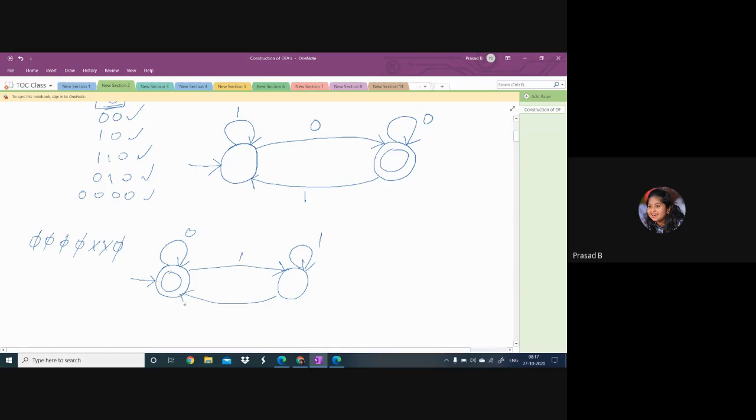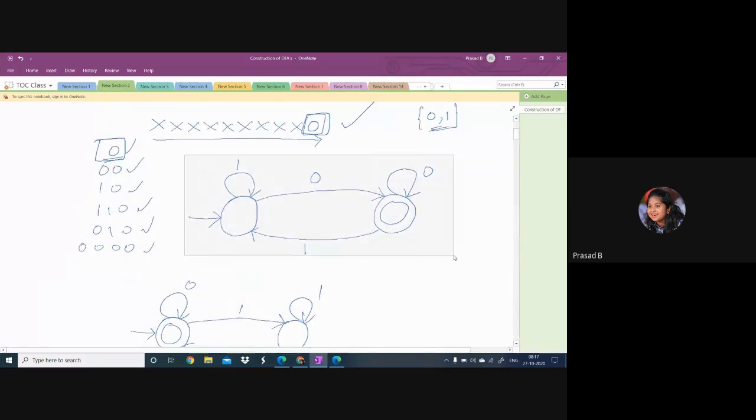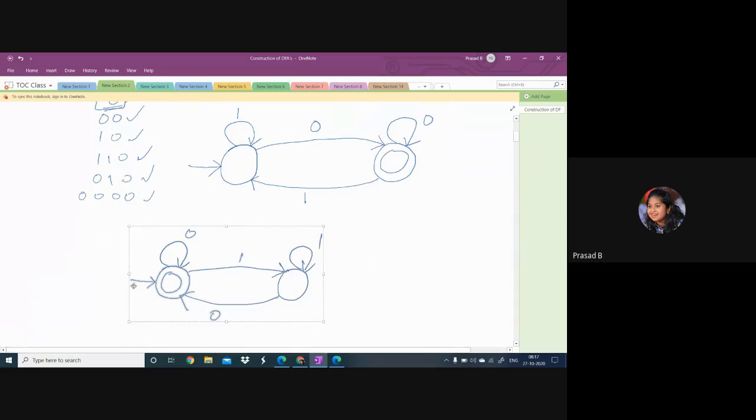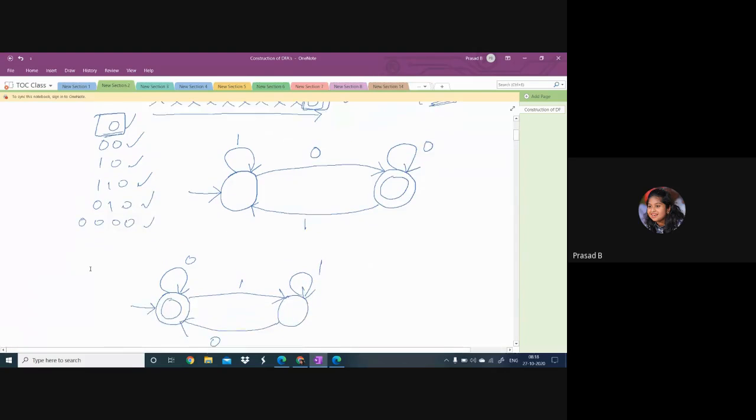So look at this diagram. If the string is ending with 0, it will be in the final. Ending with 1, non-final. Ending with 1, non-final. Again 0, final. So this automata is also accepting all the strings ending with 0. And the first automata, which I have explained till now, is also accepting ending with 0. Now, among these two, which one is correct? Or both are correct, or only one is correct?